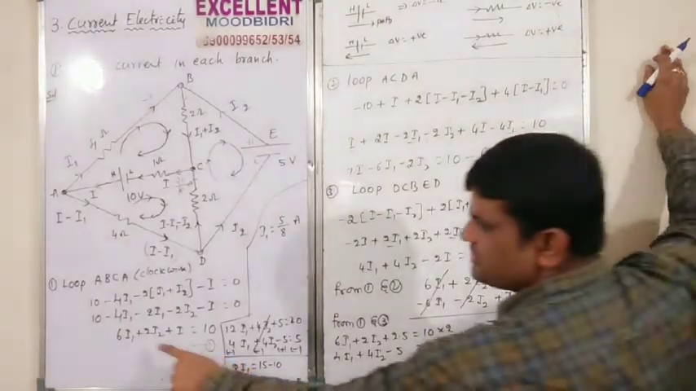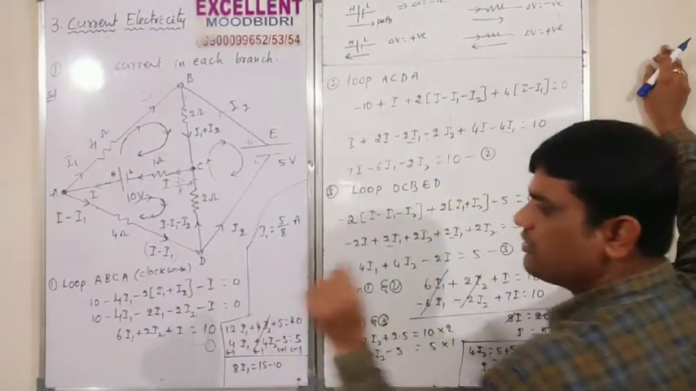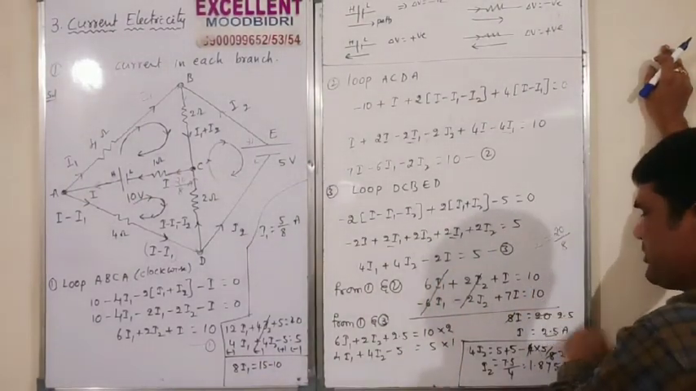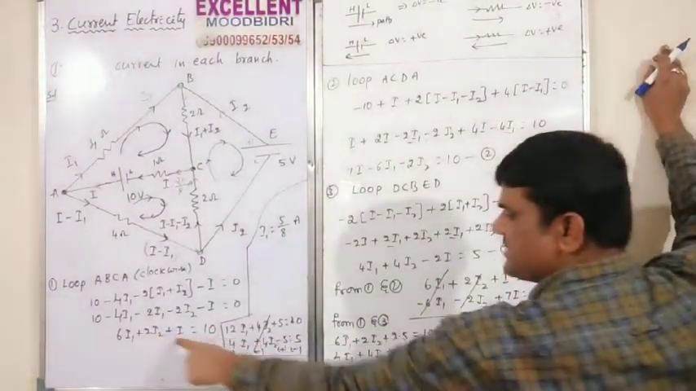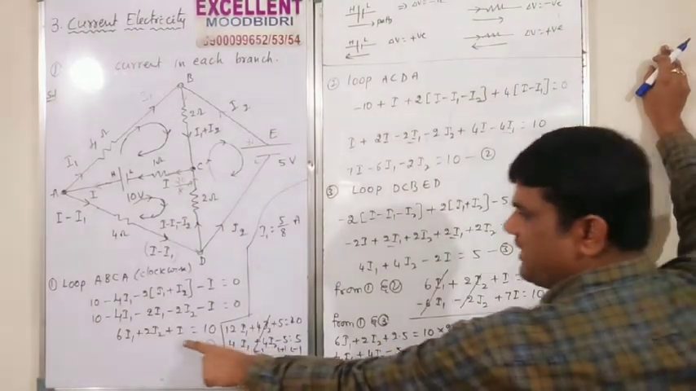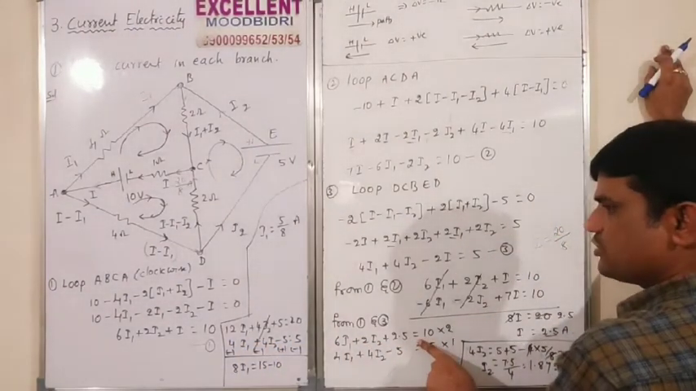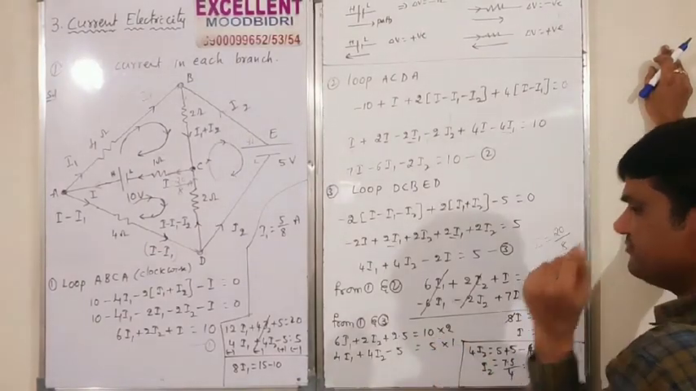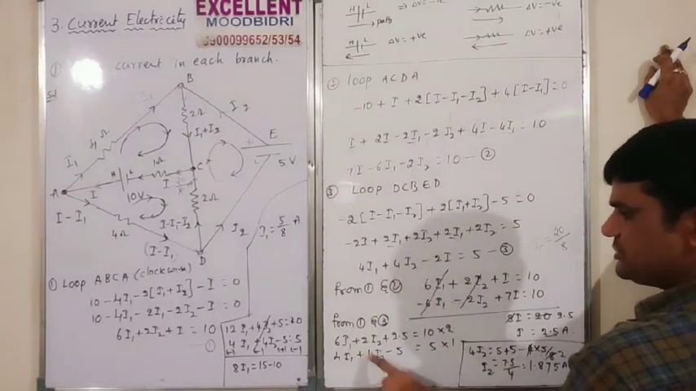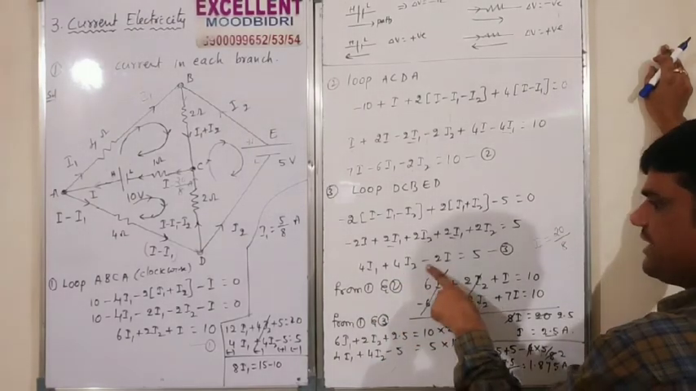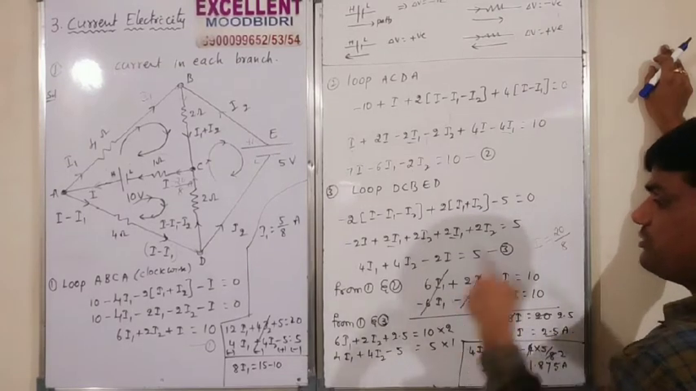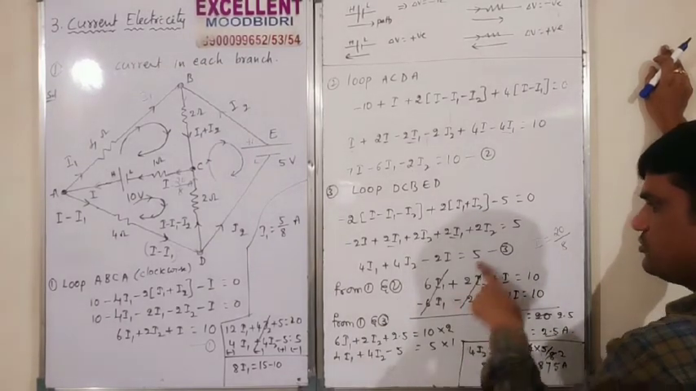For I1 and I2 purpose, I can use equation 1 and equation number 3. Right? In equation 1, instead of I you can put the I value. I value how much? 2.5. So 6I1 plus 2I2 plus I value 2.5 is equal to 10. Next, third equation. What is the third equation? 4I1 plus 4I2 minus 2 into I value, 2.5, 2 into 2.5 is 5, is equal to 5.